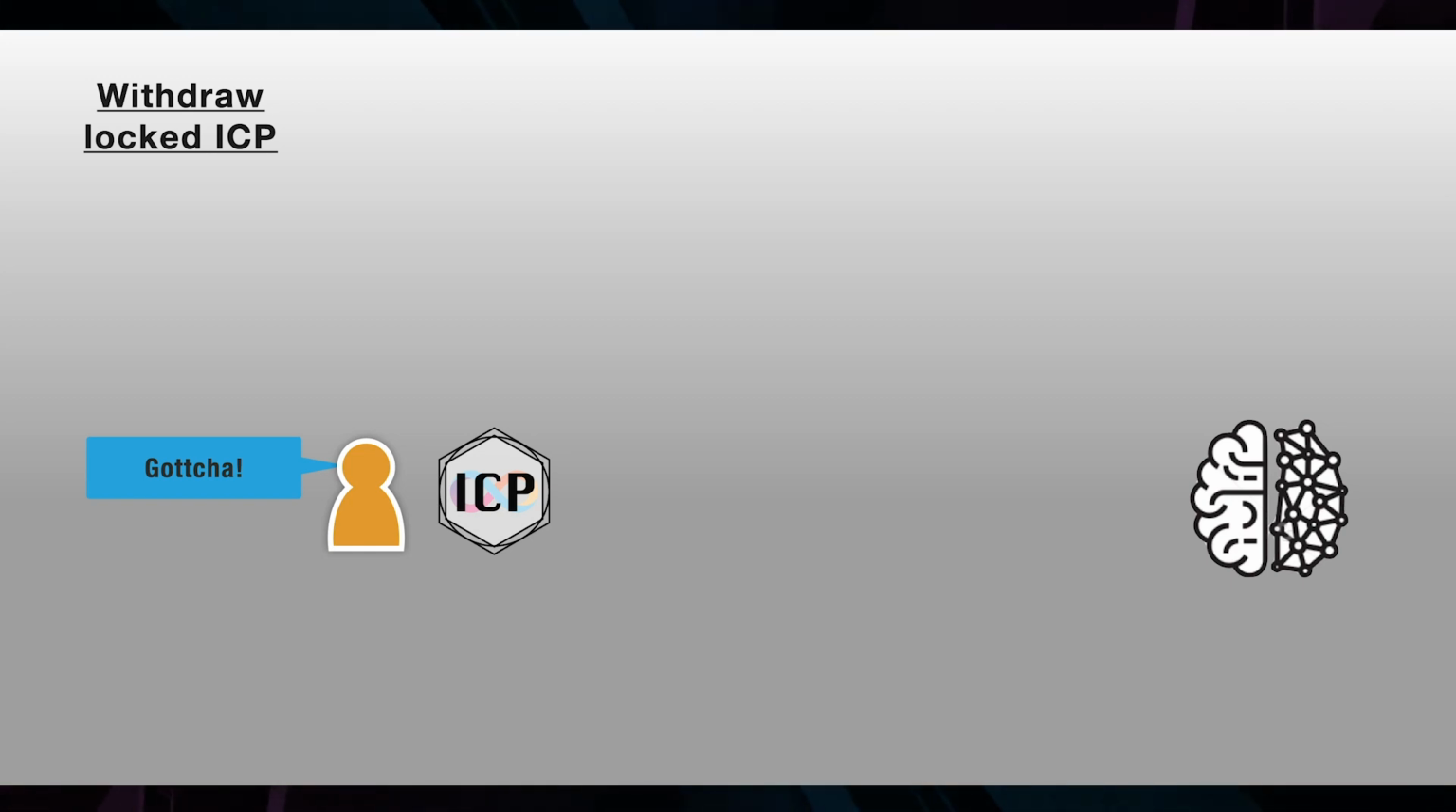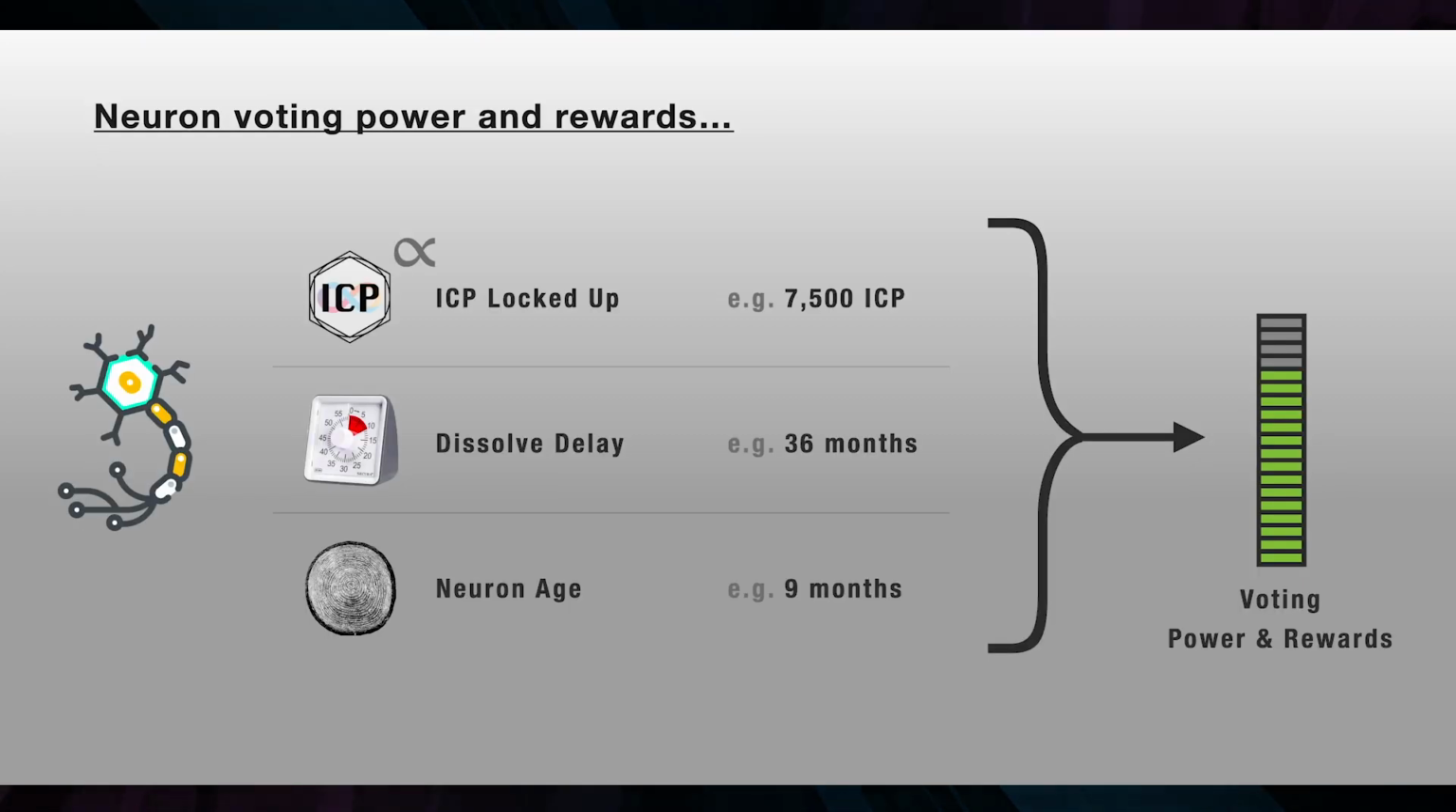Personally, I plan to twist all my dissolve dials right the way around to 8 years to maximize my voting power and rewards, as this is a long-term project. The final way neurons increase their voting power and voting rewards is by growing older. The age of a neuron is the time that has elapsed since it was last placed in dissolve mode.